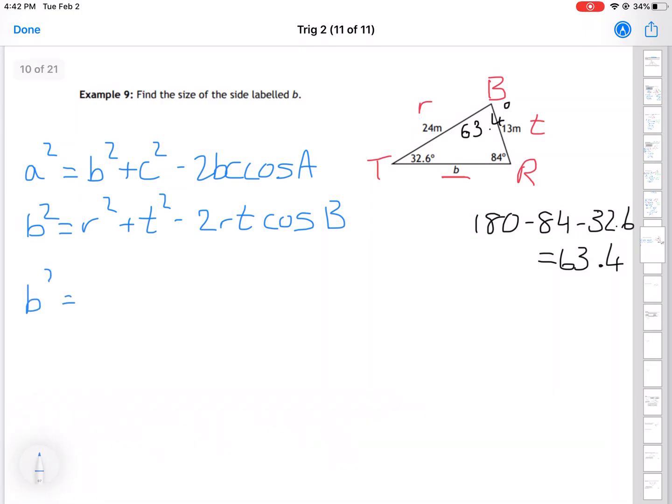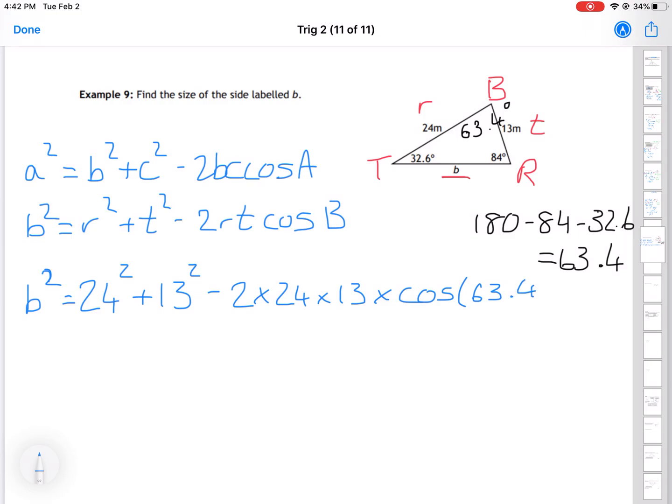B squared is equal to, so what's R? 24. 24 squared plus 13 squared minus 2 times 24 times 13 times cos angle B, which is 63.4. The good thing about this formula is it just goes straight into the calculator, like that. So 24 squared plus 13 squared, take away 2 times 24 times 13 times cos 63.4 equals, and it will spit out an answer for you.